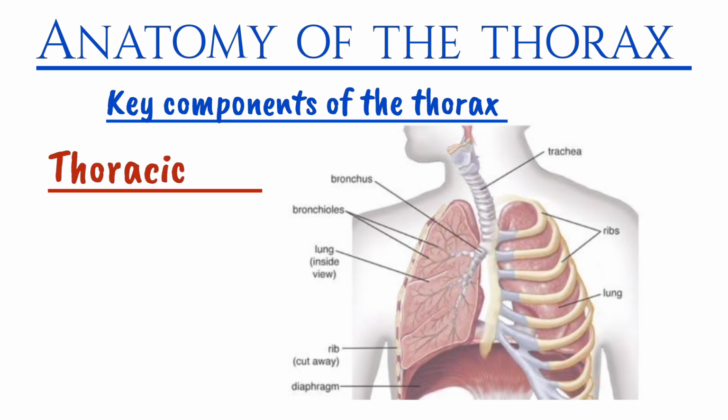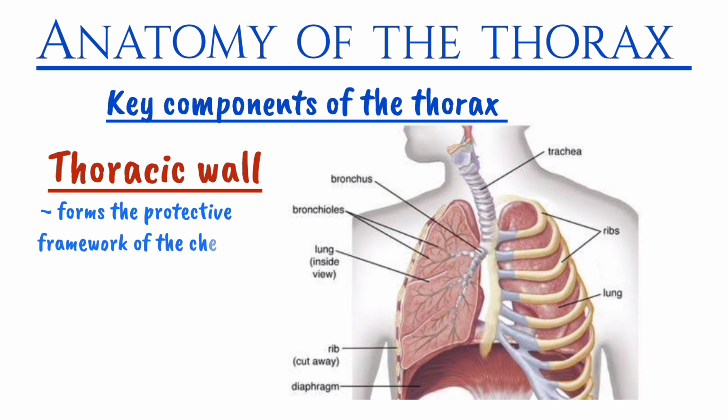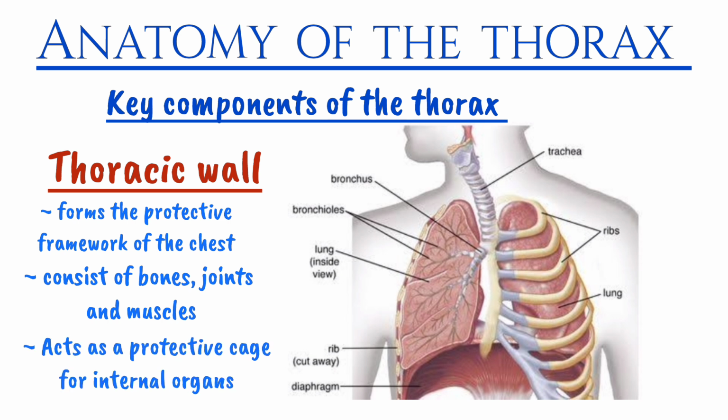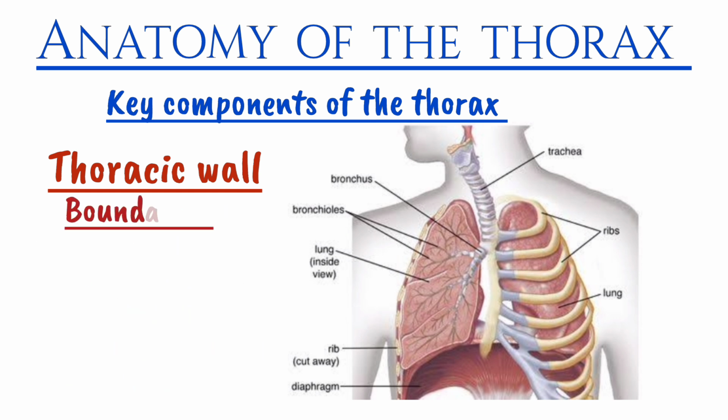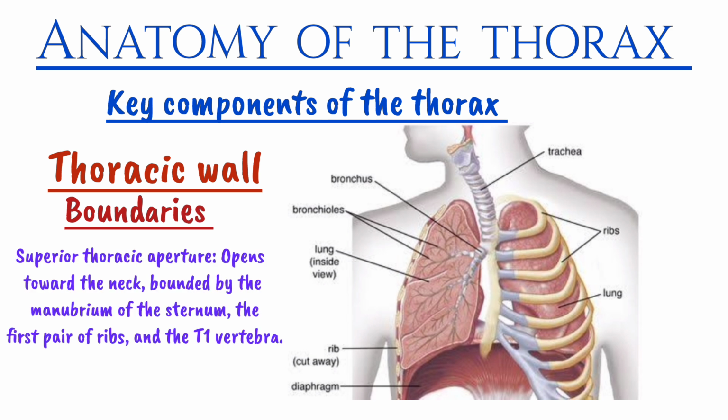The thoracic wall forms the protective framework of the chest, and it consists of bones, joints, and muscles, and also neurovasculature. It acts as a protective cage for internal organs while providing flexibility for breathing movements. So let's talk about the boundaries of the thoracic wall. The first boundary is the superior thoracic aperture.